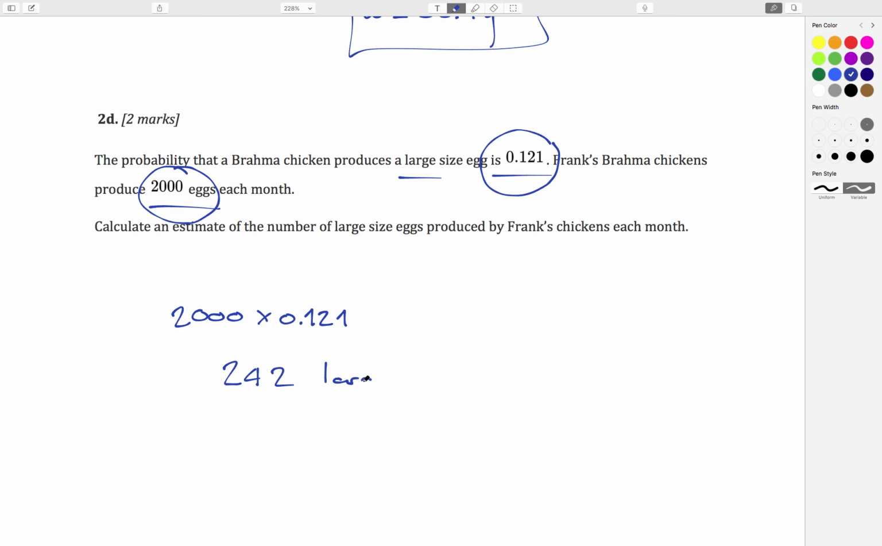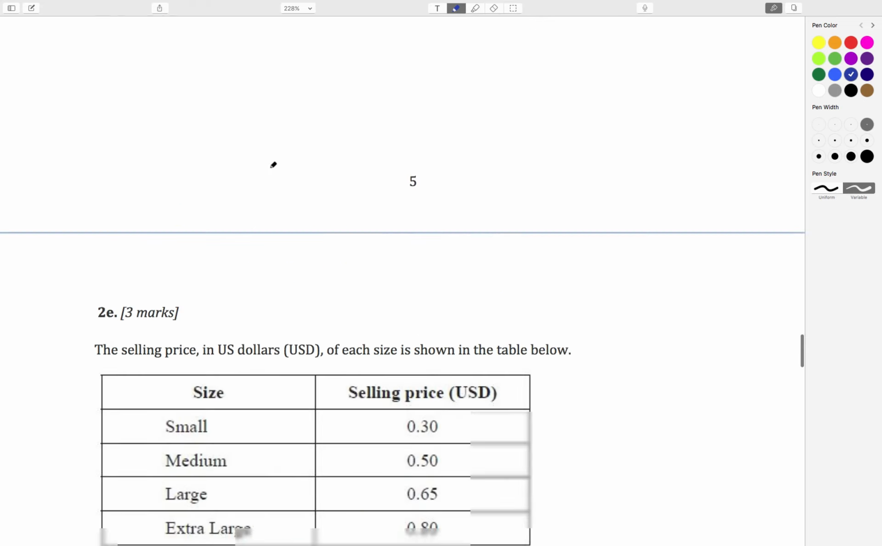242 large eggs. Expected value, not that I will always get 242.